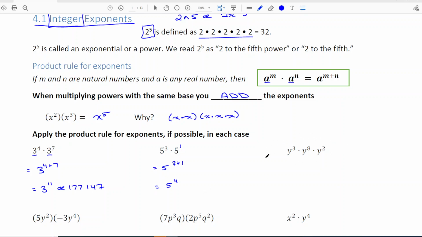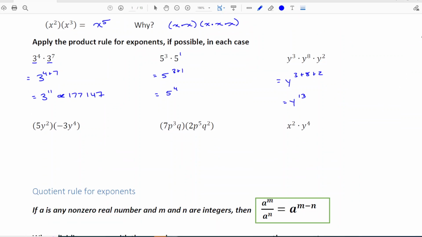I find it easier when it's variable bases just because there's no question of what to do. So if I have y cubed times y to the 8 times y squared, these are all the same base. So I get to add all of the exponents together, and I would get y to the 13. Then we amp it up a little bit. We add some more variables and we add some coefficients. So for this one, I've got 5 times y squared times negative 3 times y squared.